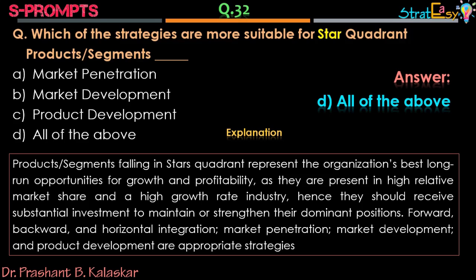Forward or backward or horizontal integration on the supply chain, market penetration, market development, and product development are the appropriate strategies. We have got a detailed explanation on these various strategies that can be formulated for products or segments which are falling in the different quadrants of BCG matrix. So you can refer to the initial explanation which is in the same video.